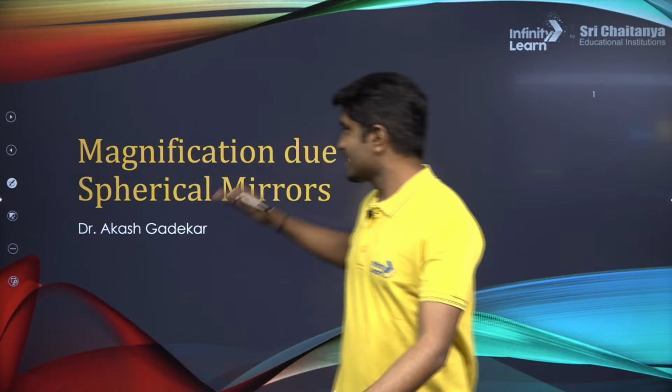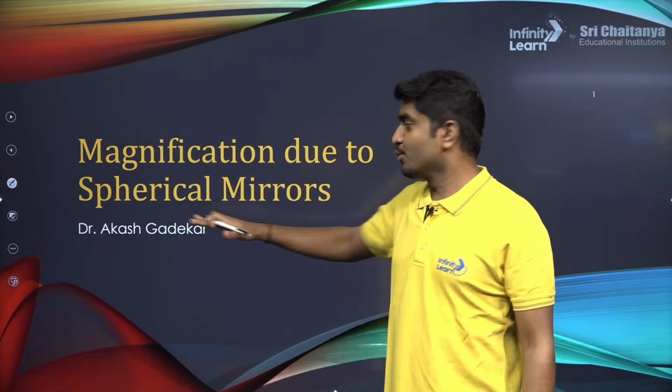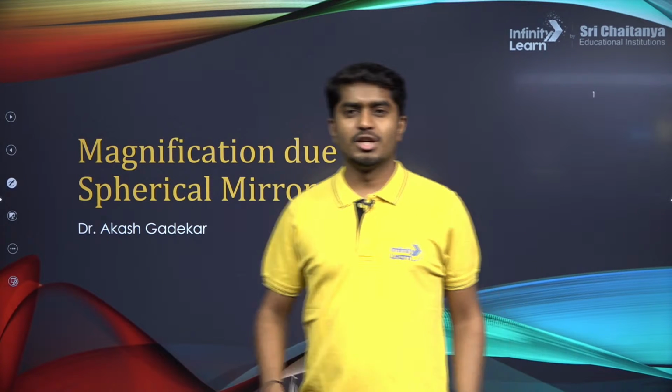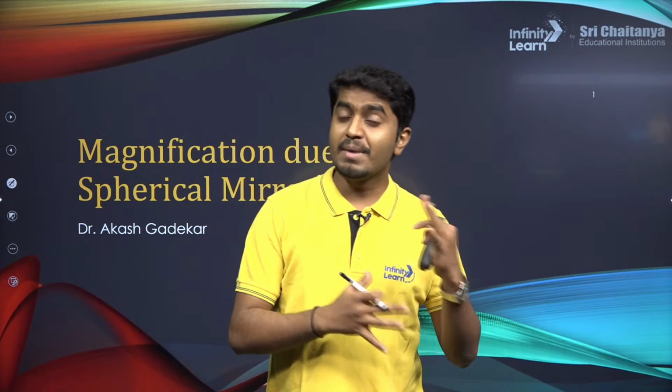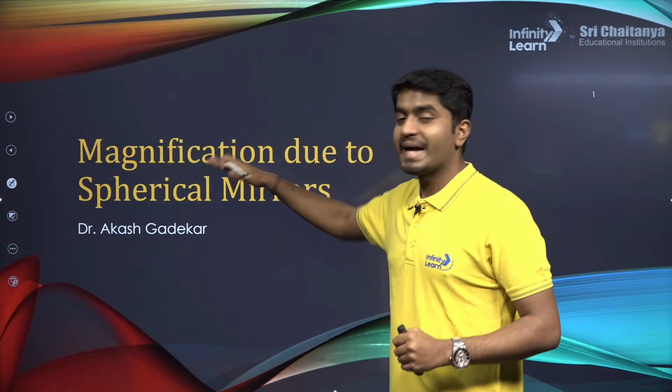So we are going to learn the next topic for this pioneer batch. It is magnification due to spherical mirrors. So हमने spherical mirror देखा, mirror की properties देखी, दो type के mirrors हैं, there is a concave mirror and a convex mirror. तो हमने last class में mirror equation भी देख लिया, image formation भी देख लिया. अब last topic बचा है, there is a magnification.